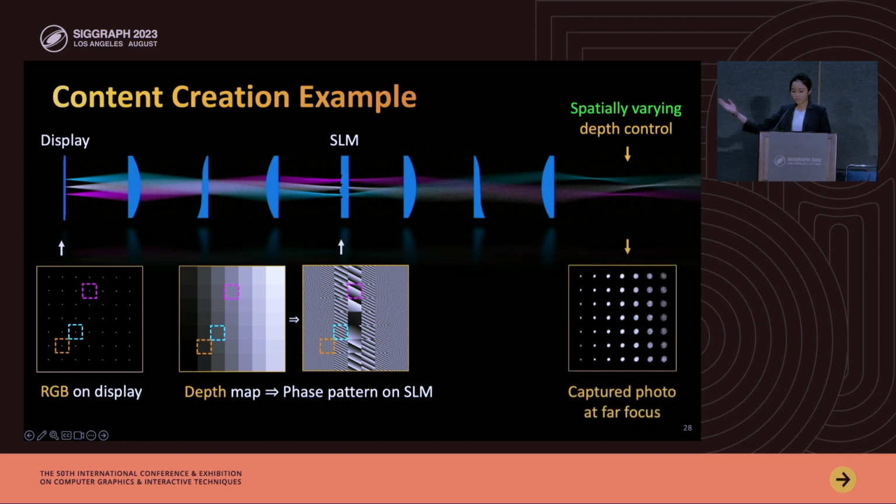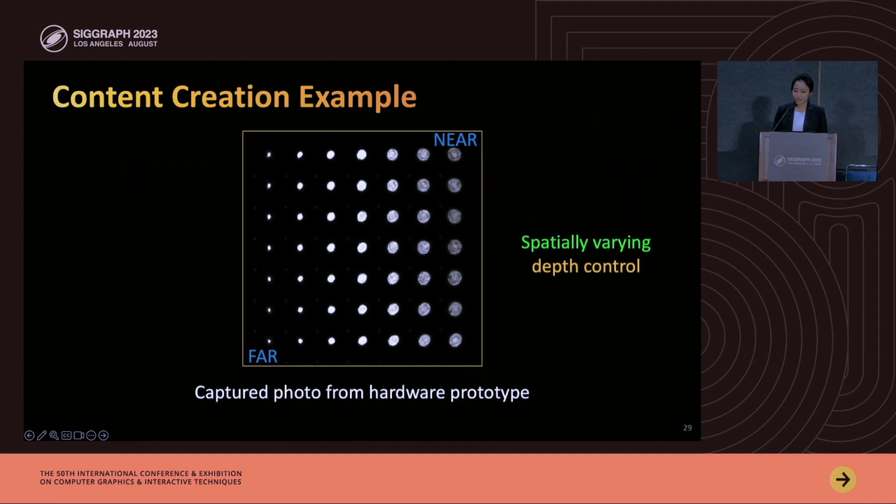The resulting scene visualized here is an image captured from our lab prototype with the camera focused at infinity. Zooming in, we see that the dot at infinity is in focus, while the closer points get more and more out of focus.